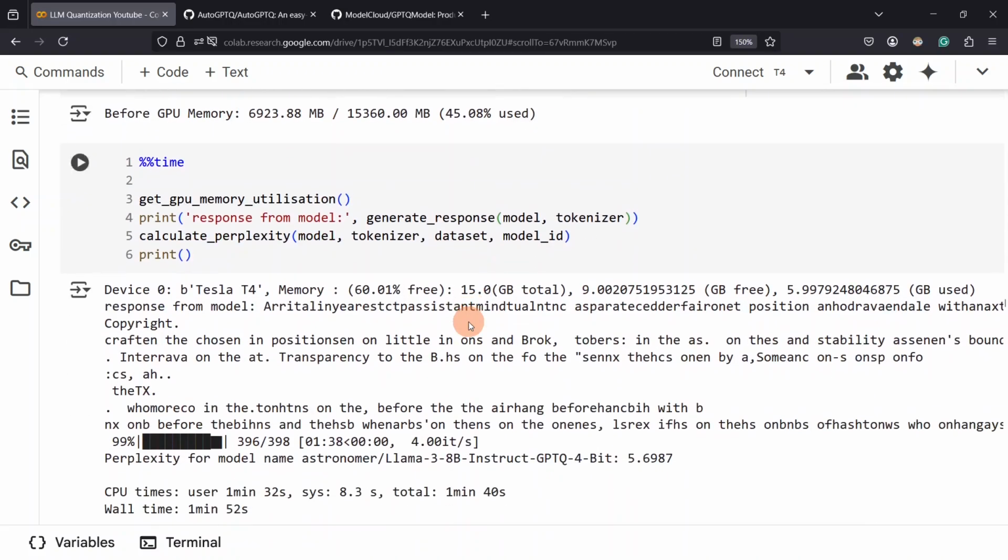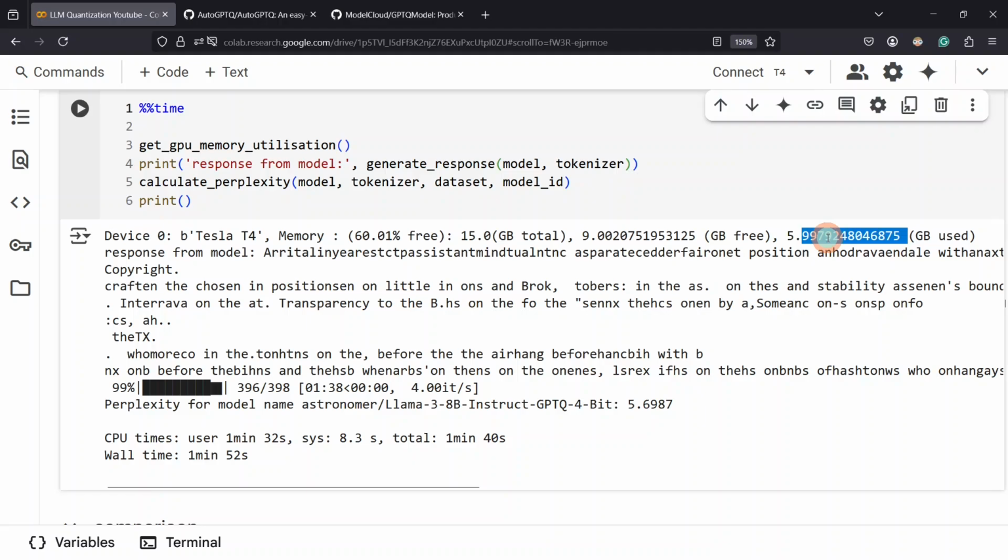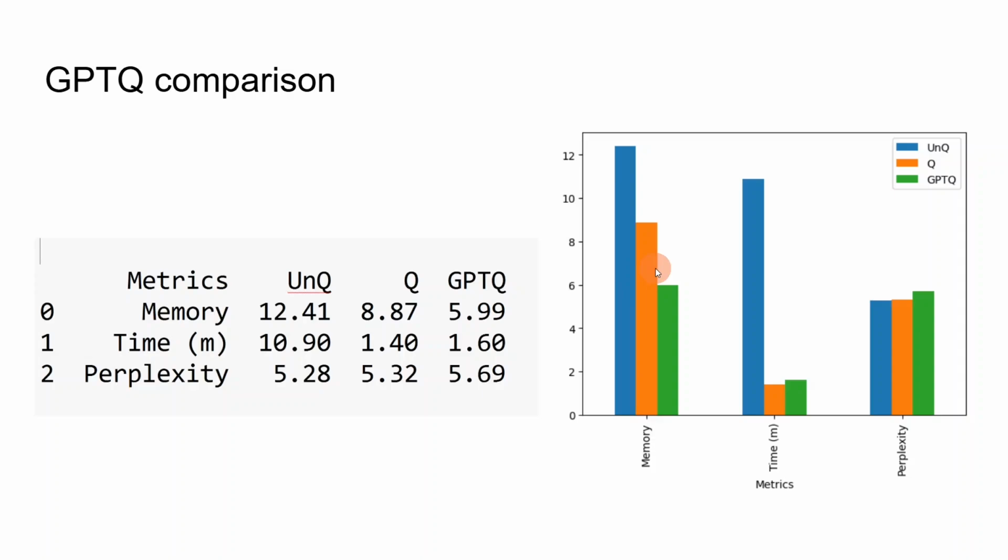Now when running through the benchmark code, this is taking around 6 GB of memory, and the time for running the 100 samples in a dataset is around 1 minute 40 seconds with a perplexity of 5.69. As you can see, in comparison with the previous quantized model of BitsandBytes, there is a good improvement in terms of memory, but the time and perplexity are slightly worse, although quite comparable. This is probably because we are using the 8-bit model right now. So these are the metrics.